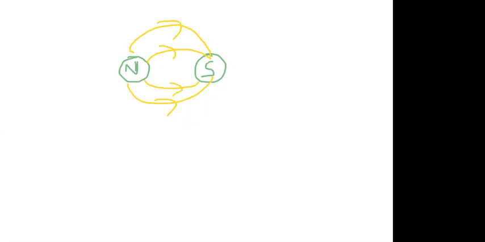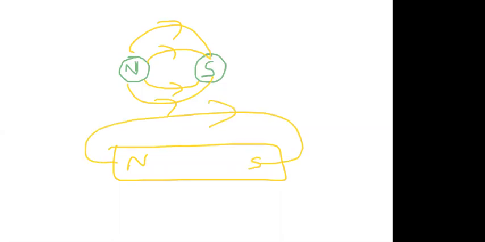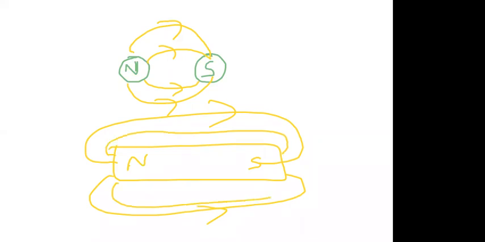Now in the magnet, if you observe, inside the bar magnet, north and south here, the magnetic field lines are directed from north to south. This is the direction of magnetic field lines. They are always directed from north to south outside the magnet. Inside the magnet, they are directed from south to north.